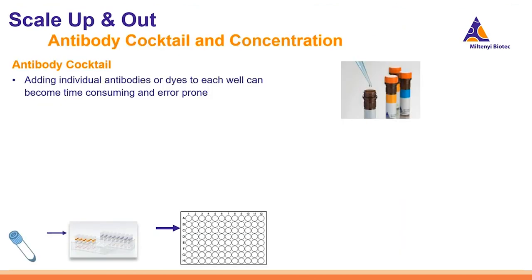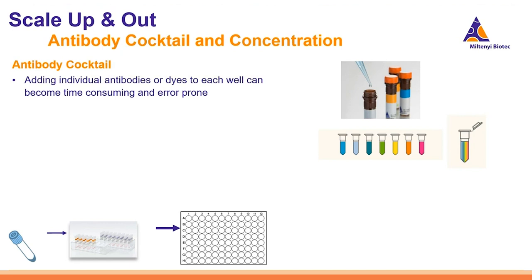The first consideration for scaling up might include making some sort of antibody cocktail as opposed to adding each antibody or dye to each tube independently. Normally, if you have a small number of samples, you might just be adding 2 microliters of each one of your fluorochromes to each tube independently, but this can be very tedious, time consuming, and prone to errors.